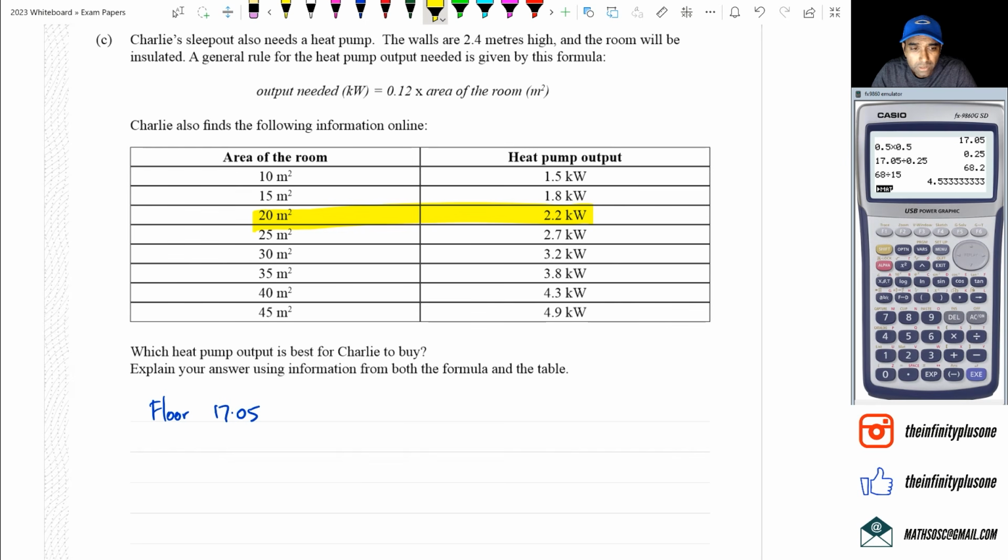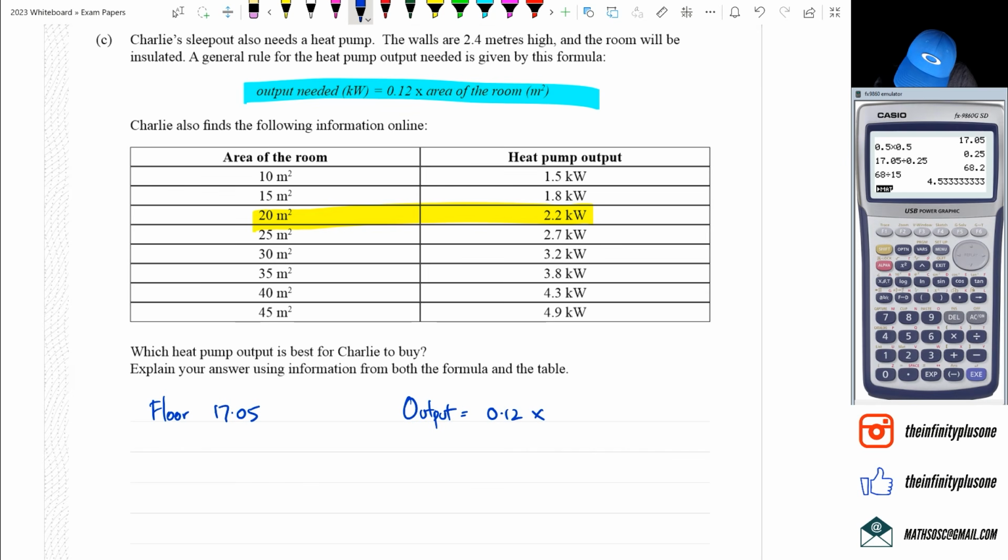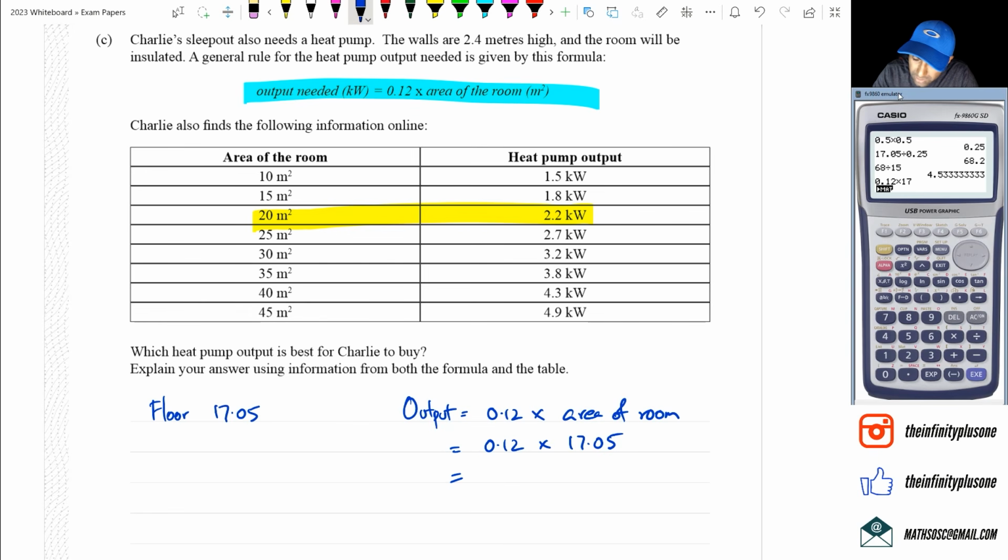But we're also going to have a look at the formula as well. I'm particularly looking at this formula here, where it says the output kilowatt. So output is equal to 0.12 times area of the room. So if you look at it like that, we've got 0.12 times 17.05, which actually equal to, I always forget the calculator, right? 0.12 times 17.05. That actually gives us 2.046 kilowatts.